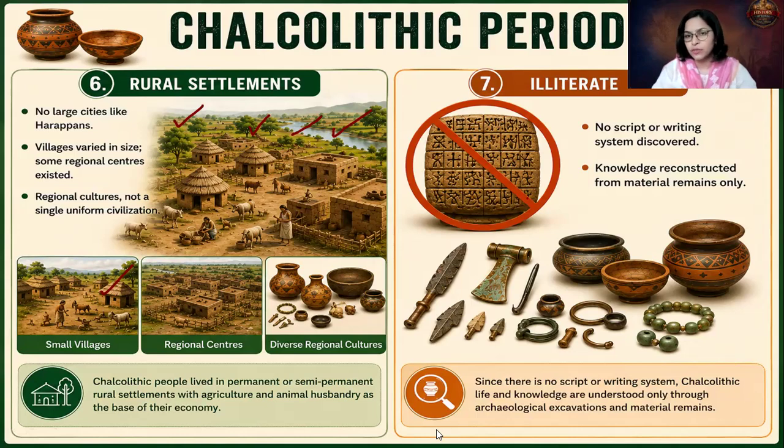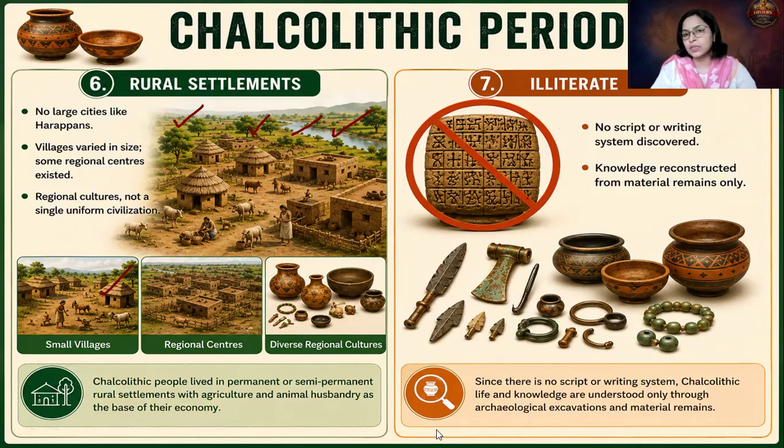Regional culture: we do not find a single uniform culture. For example, the Jorwe culture and the Ahar culture varied. There were basic differences, especially with respect to the pottery and the practices. So when we talk about the Harappan civilization, why do we call it a civilization? The reason is that across Harappan sites like Mohenjo-daro, Harappa, Kalibangan, Dholavira, you find a uniform system of planning. Certain features are common, but when you look at the Chalcolithic cultures, there are common features, but they are not extensively common. Hence, we say that these are rural settlements.